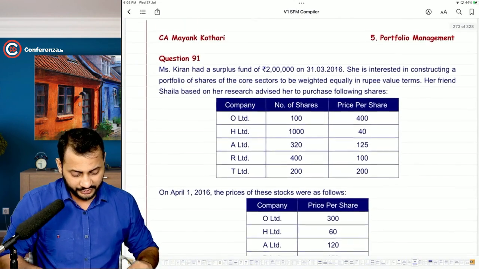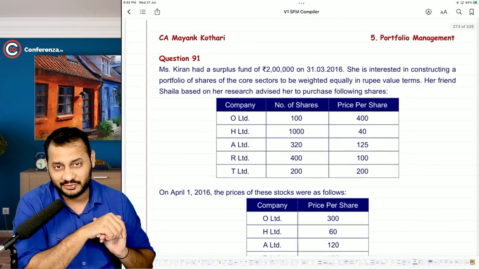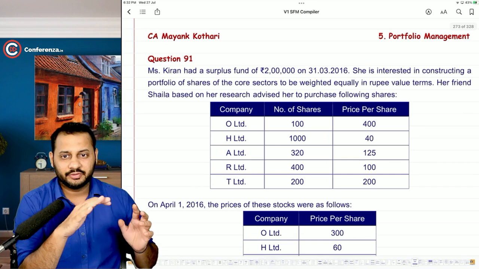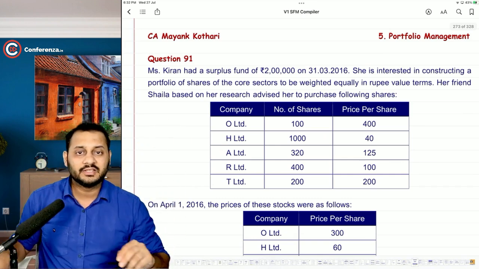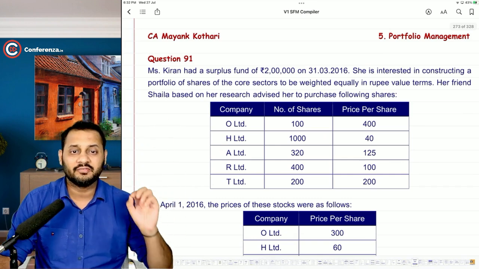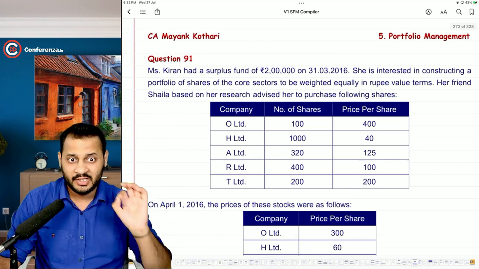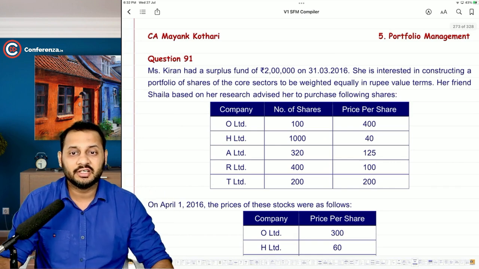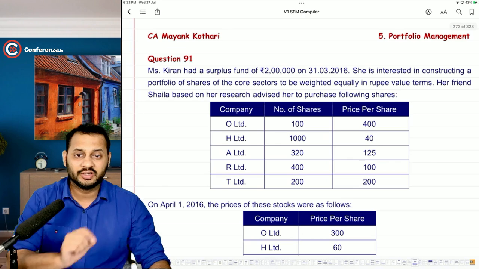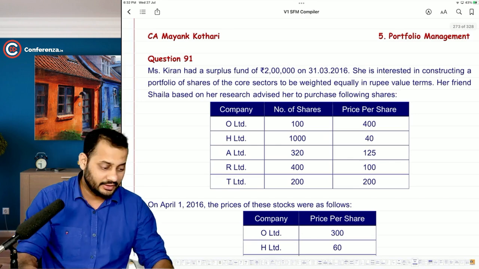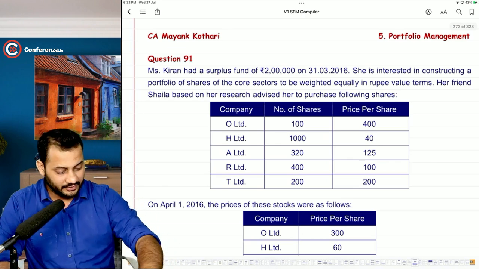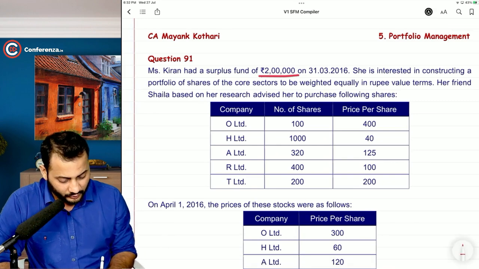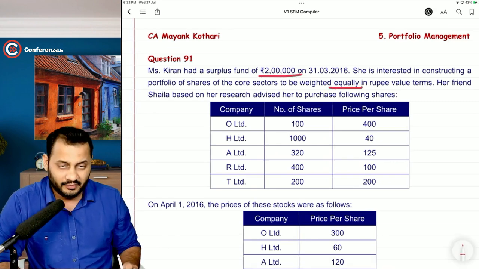Let's go on to question number 91. This is an interesting question also. This is a very easy question. Miss Kiran had a surplus fund of 2 lakh rupees on 31st March 2016. She is interested in constructing a portfolio of shares of the core sector to be weighted equally, underline the word equally. Now she wants to invest 2 lakh rupees equally in rupee value terms.